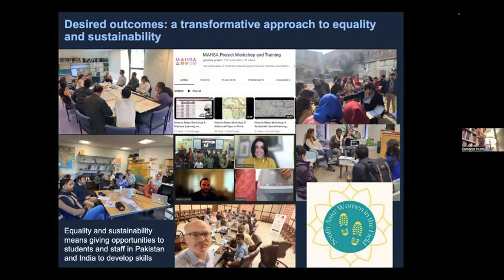Realistically, what we're really trying to do is come up with a transformative approach to increase the level of equality in archaeological research practice. That's both, for want of a better word, international equality, but also gender-based equality as well. And we're trying to ensure that there are higher levels of sustainability in this approach to archaeological research. So we're bringing colleagues and scholars to Cambridge for workshops. We're traveling to India and Pakistan for workshops. We're engaging in online and in-person training.